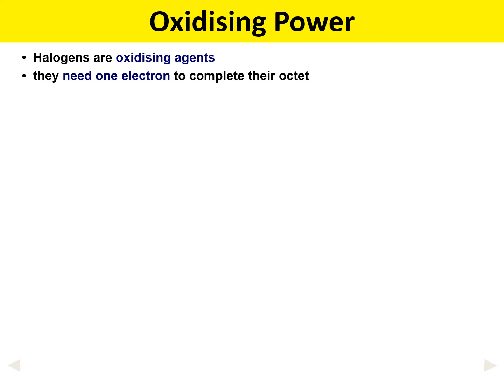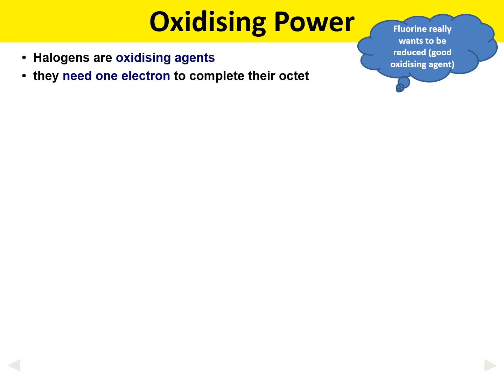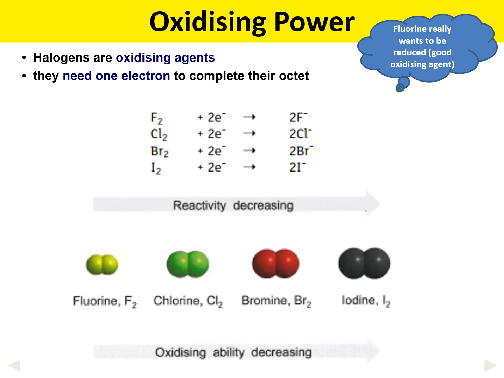Halogens are oxidizing agents. That means they need one electron to complete their full shell. Fluorine really wants to be reduced, so it is a really good oxidizing agent. Here are the half equations to show the reduction of the halogens to the halides. As we go down the group, the reactivity decreases, which means their oxidizing ability decreases.